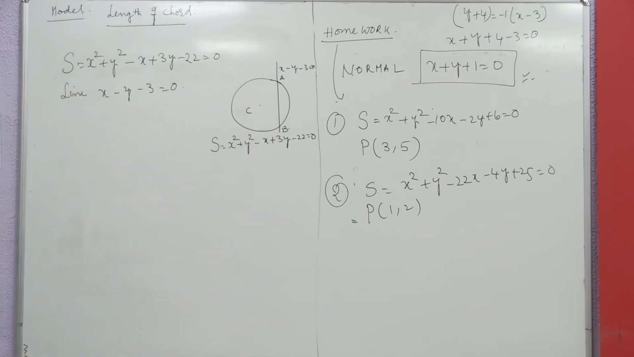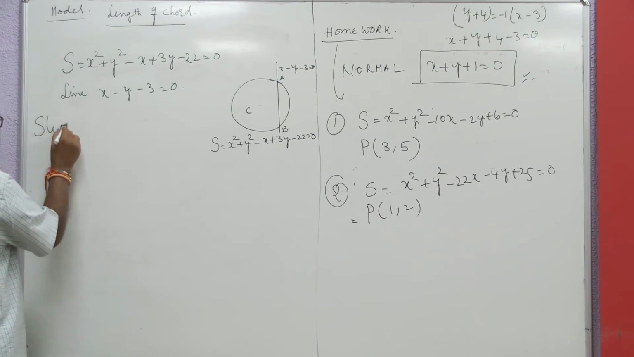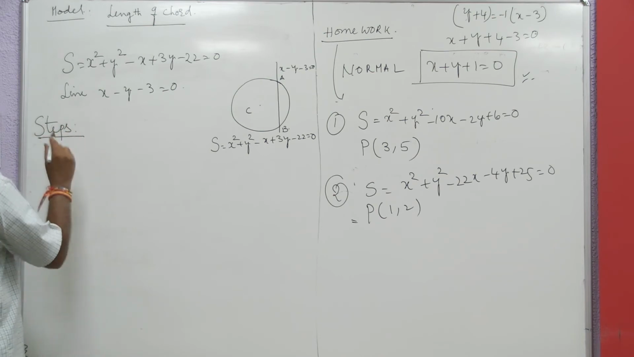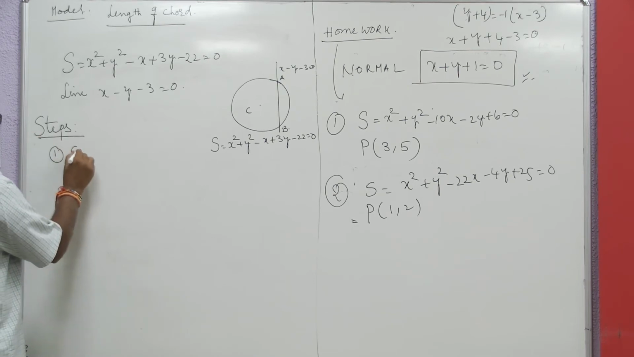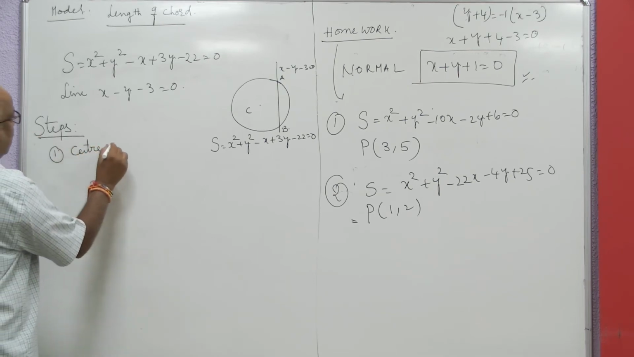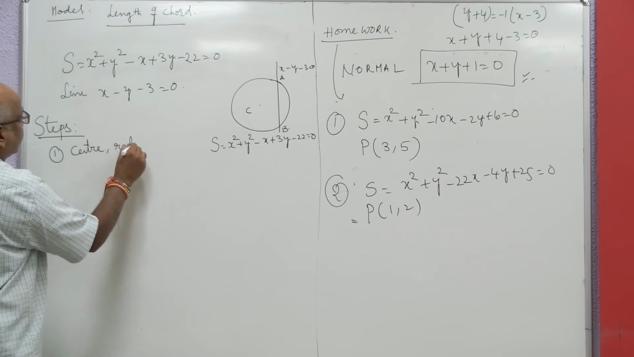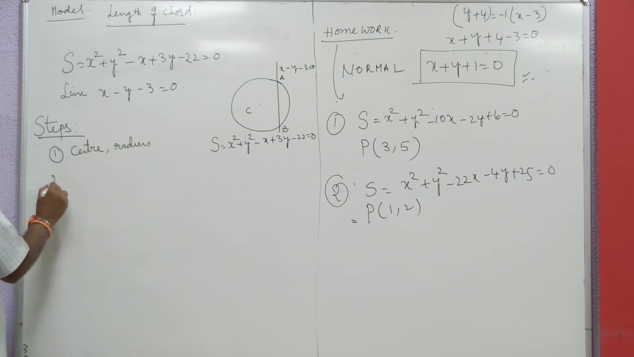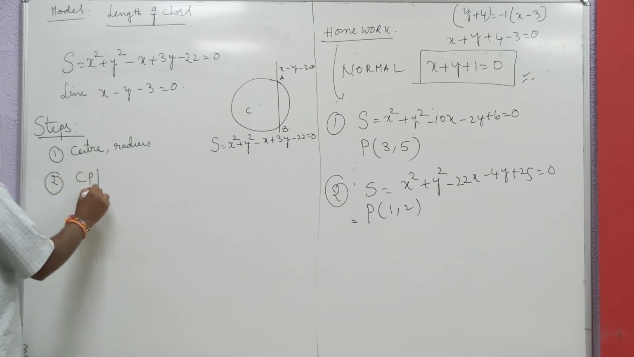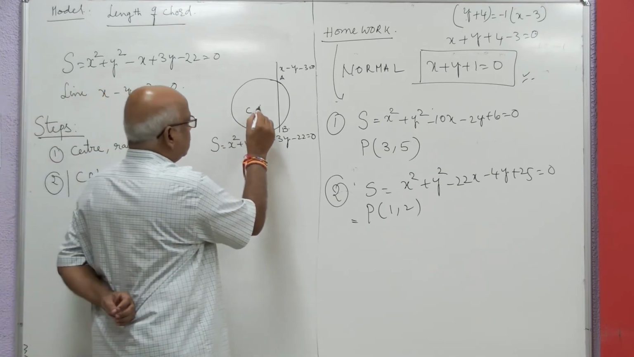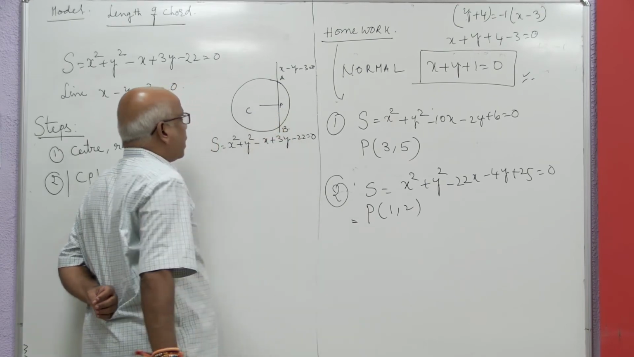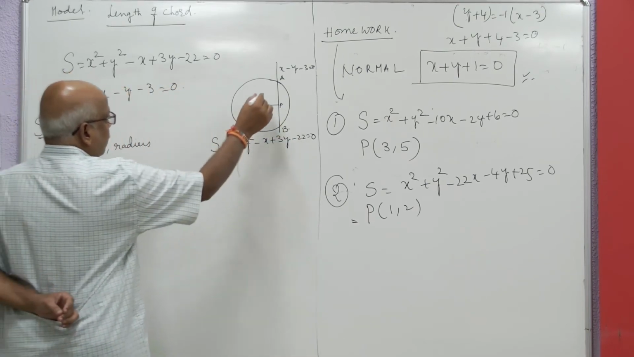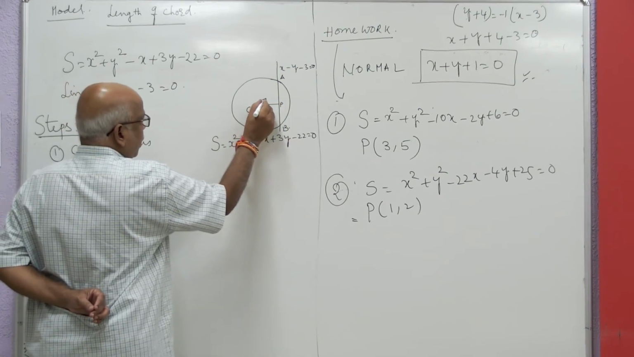Then to find out the length of the chord, the steps are: number 1, center and radius; number 2, CP, the perpendicular length. Connect these 2 points also.